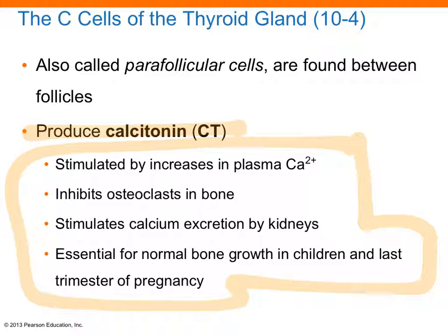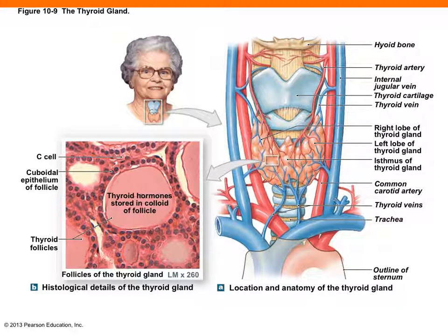Let's talk about calcitonin. Calcitonin is also a product of the thyroid gland. It's very important for us. It's stimulated by increases in plasma calcium. It inhibits osteoclasts in bone. It stimulates calcium excretion by the kidneys, and it's essential for normal bone growth in children and the last trimester of pregnancy. This image shows you the thyroid gland and shows you where it's located.